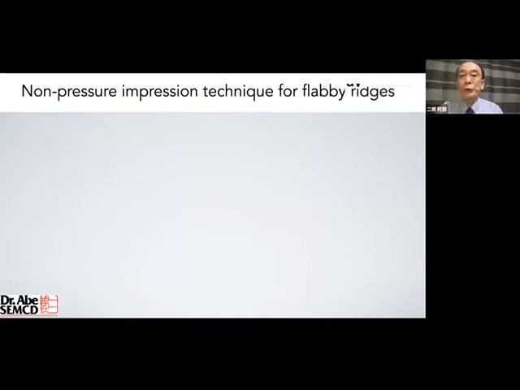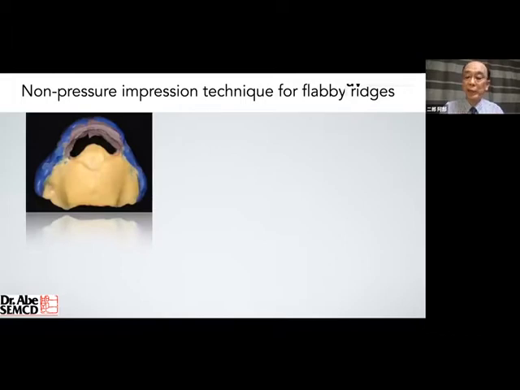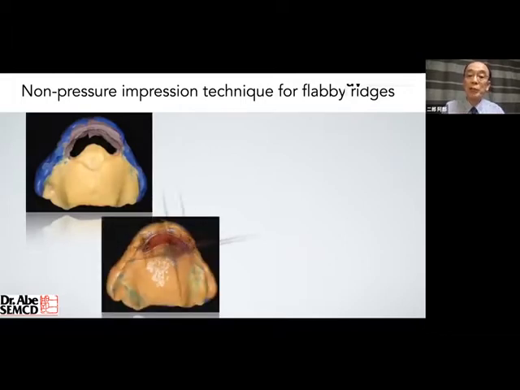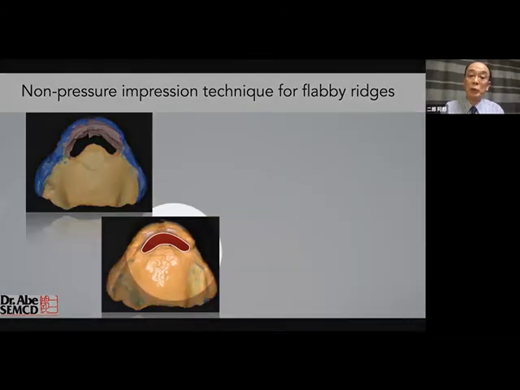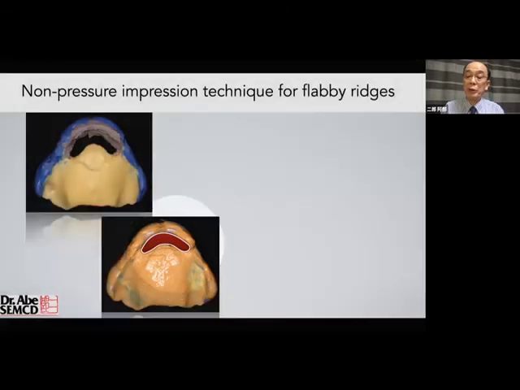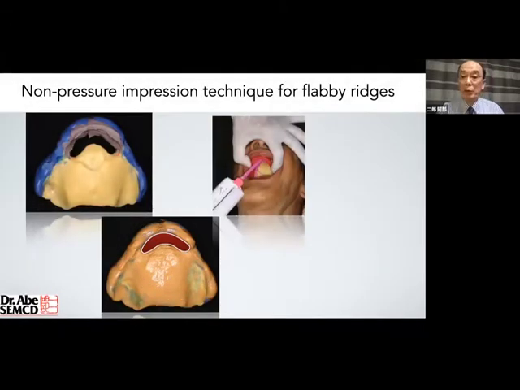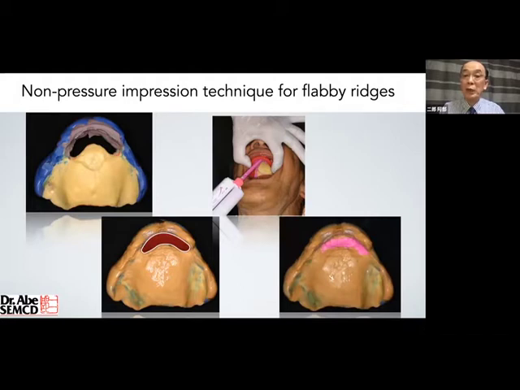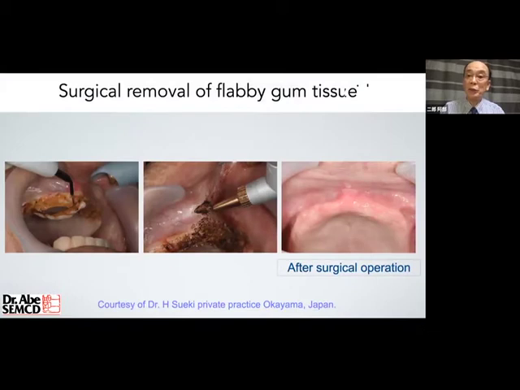I'd like to show you a non-pressure impression technique quickly. Border molding has been carried out and the final precision impression has been carried out. And impression material is removed on the flabby tissue region, and the impression is placed back in the mouth, and the impression material is placed from the outside of the mouth. So this is a non-pressure impression technique. And another method is a surgical removal. The dental surgeon removed the inflamed flabby tissue surgically.